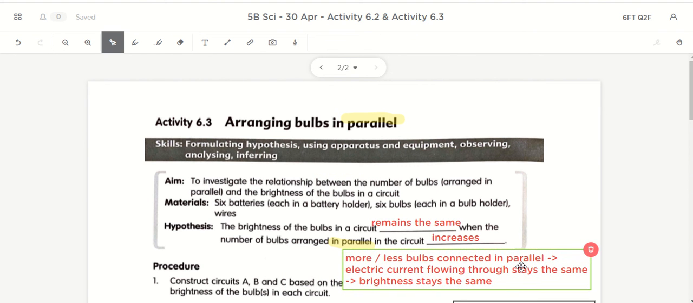So this is the pattern that we have learned, or the theory we have learned. When we have either more or less bulbs connected in parallel, it doesn't matter whether I increase or decrease the number of bulbs in parallel, the electric current flowing through them will be the same. So when the electric current flowing through the bulbs is the same, the brightness will remain the same.